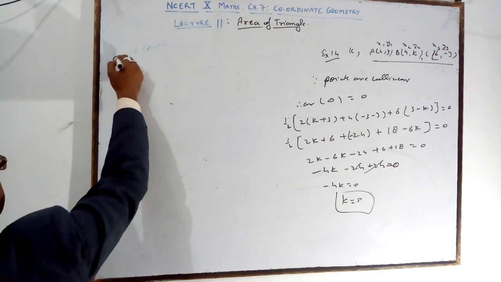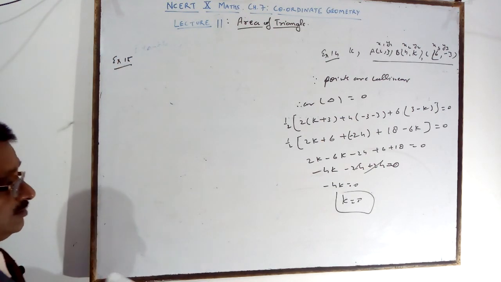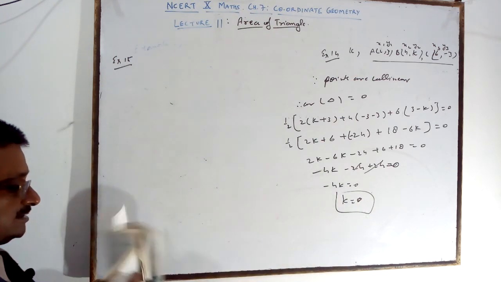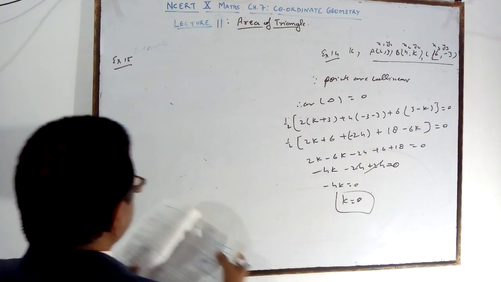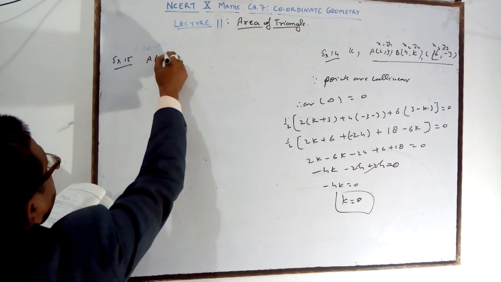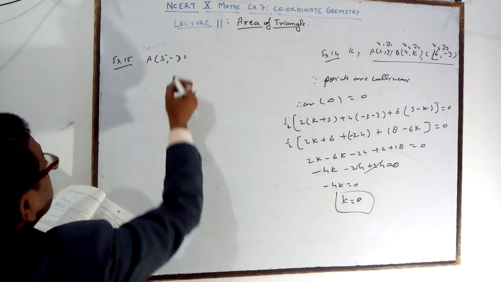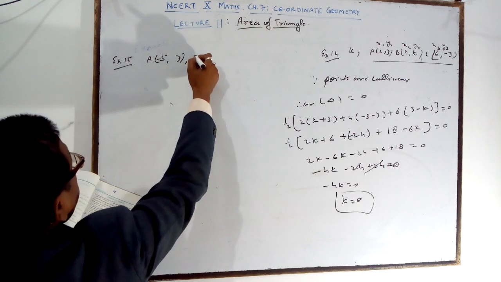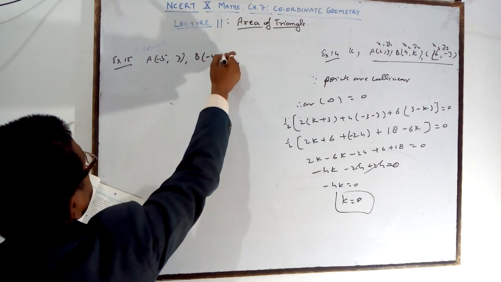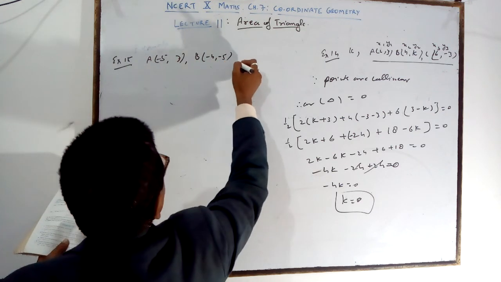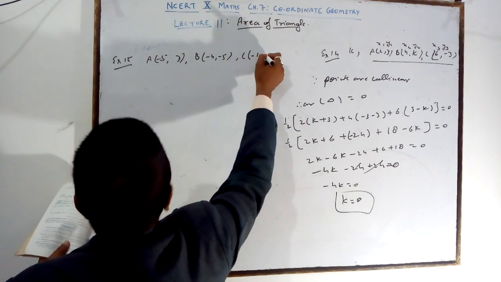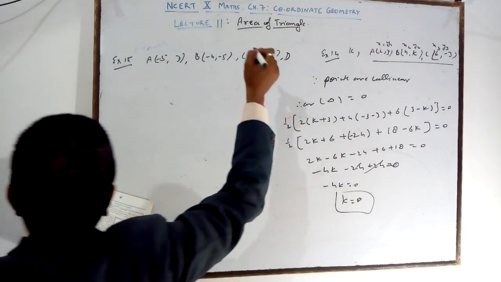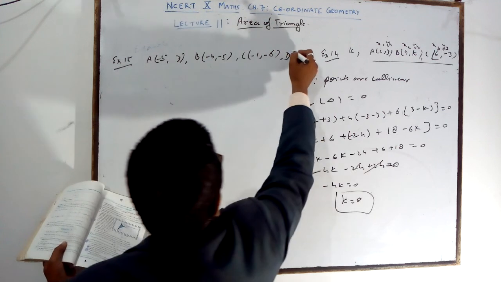Example 15 is given. For the k you can do this, the area formula we will use for collinear. Question number 16 is given here. Example 16, A(5, -7), B(-4, -5), C(-1, -6), and point D, which is given here, (4, 5).